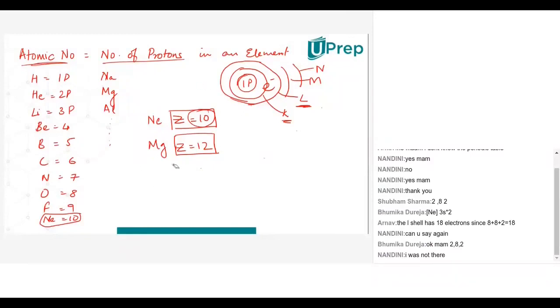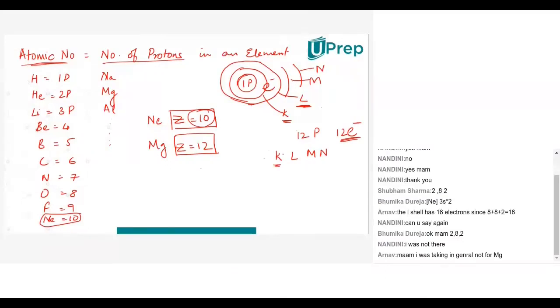For magnesium, it has 12 protons and it should also have 12 electrons. Now I'm going to write the shells K, L, M, N. These 12 electrons I have to distribute among these shells. I know that the K shell cannot take more than 2 electrons, so first I'll put 2 electrons here. I am left with 10 electrons. Out of those 10, I know the L shell cannot take more than 8, so I'll put 8 over here. I am left with 2 more electrons, so I'll put that over here. Does that make sense to everyone?